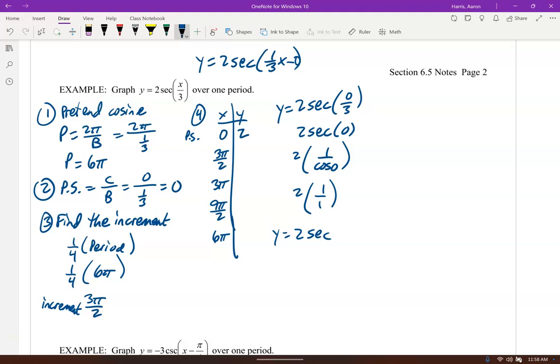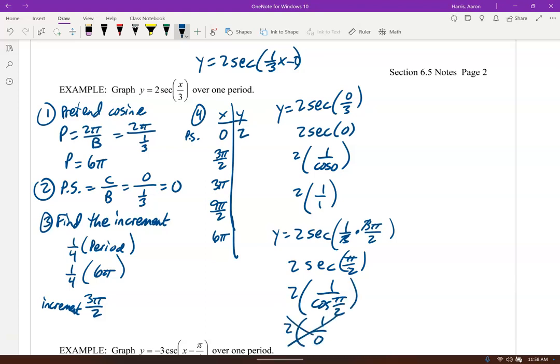Now you do the next one. 2 secant. Now I'm going to plug in the 3 pi halves. So I got 1/3 x, and 3 pi halves is the x. So notice I got pi over 2. I got 2 secant of pi over 2. Well, the secant's 1 over the cosine, and remember, the cosine of pi halves is 0. I can't do this. That's because that's where my vertical asymptote is. This is not defined there.